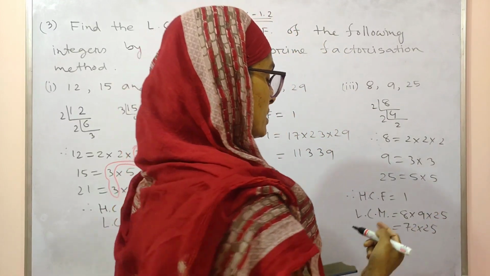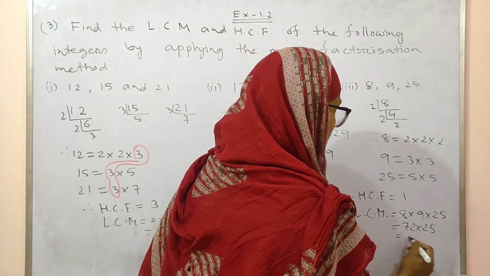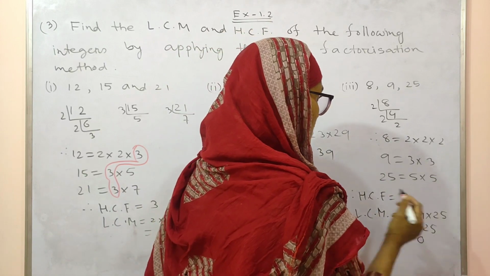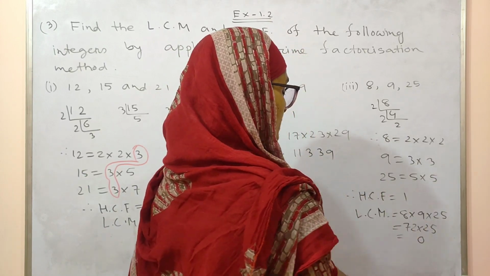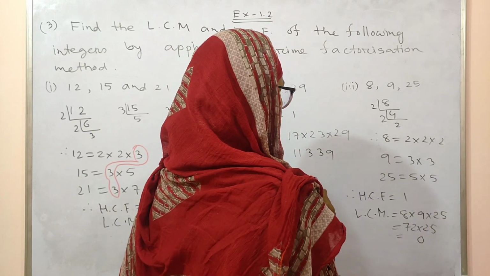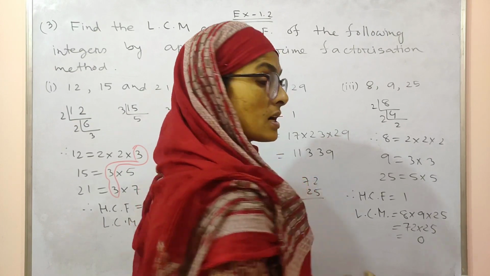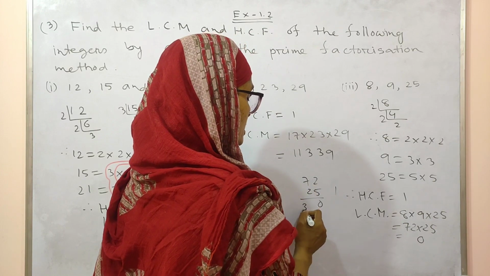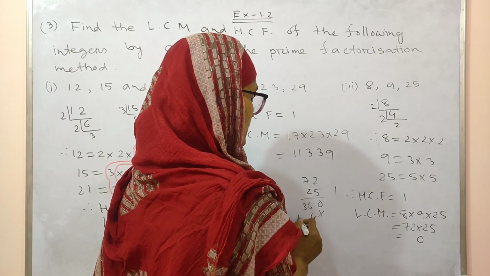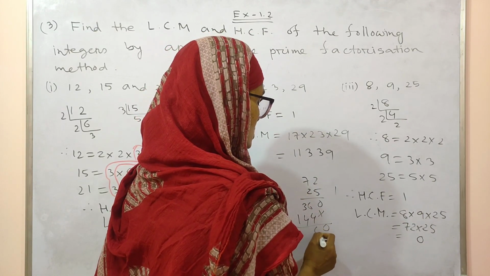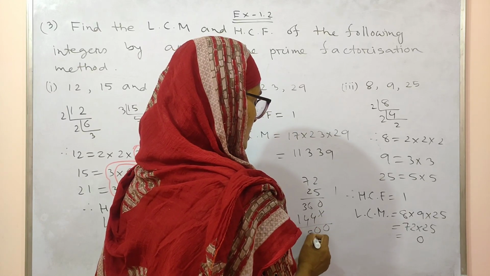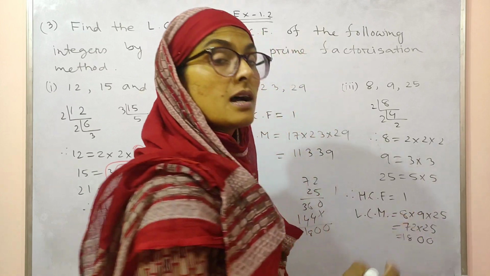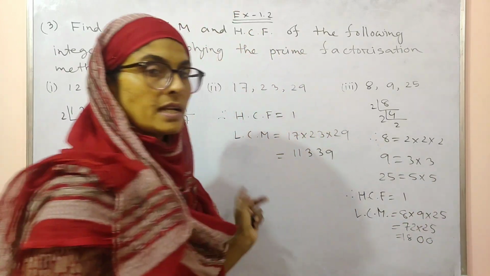Multiply by 25: 5 twos are 10, 0 write and 1 carry, 5 sevens are 35 and 1 is 36. Then 2 twos are 4, 2 sevens are 14. So you get 1800. This is the LCM. So you can write the notes.